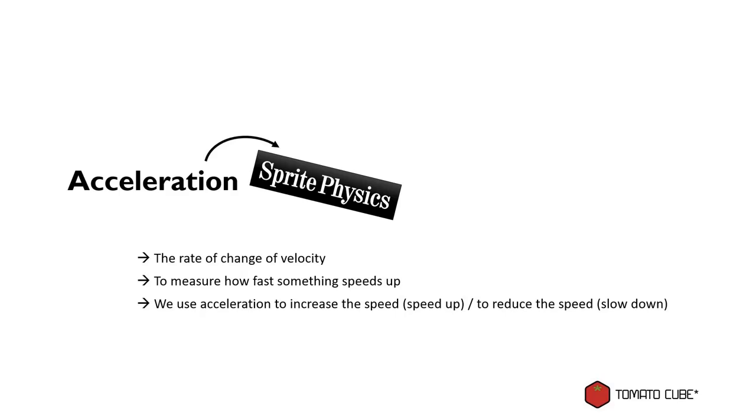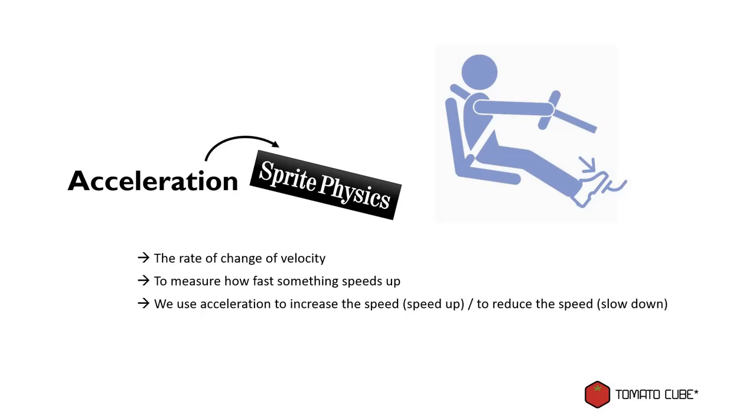It's similar to you driving a car. If you press on the pedal, you are increasing the speed of the car. So if you look at the speedometer, it will move from 60 km per hour, 70, 80, 90 as you press on the pedal, because your speed is increasing, or your velocity is increasing. So acceleration measures how fast the speed has changed. The larger the acceleration value, the faster your speed increases. Let's switch over to MakeCode Arcade to see how acceleration works in action.